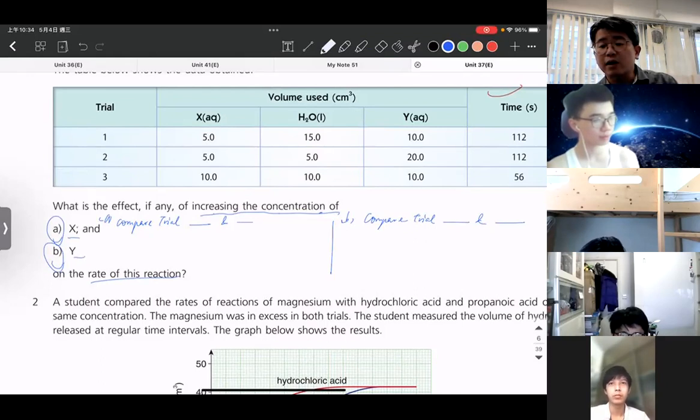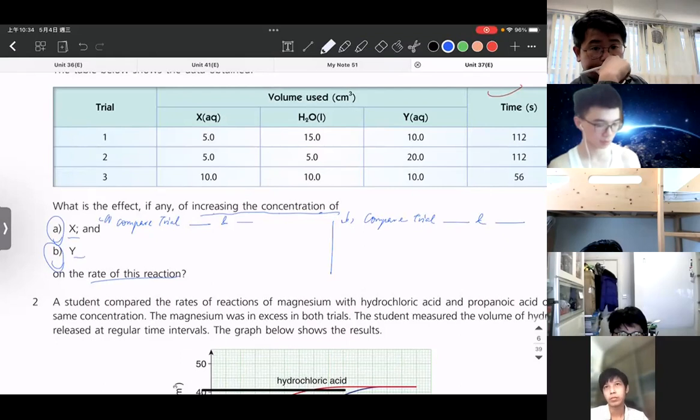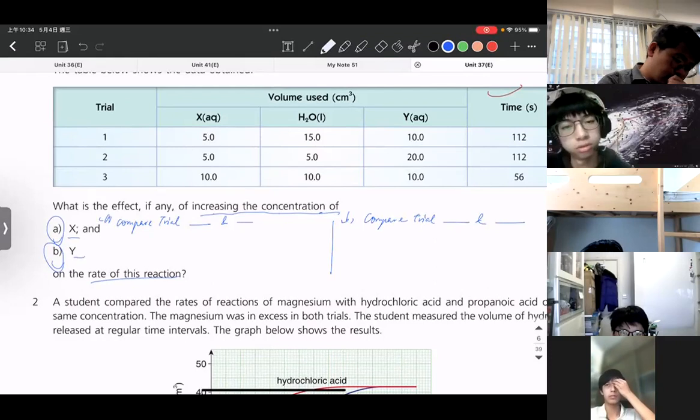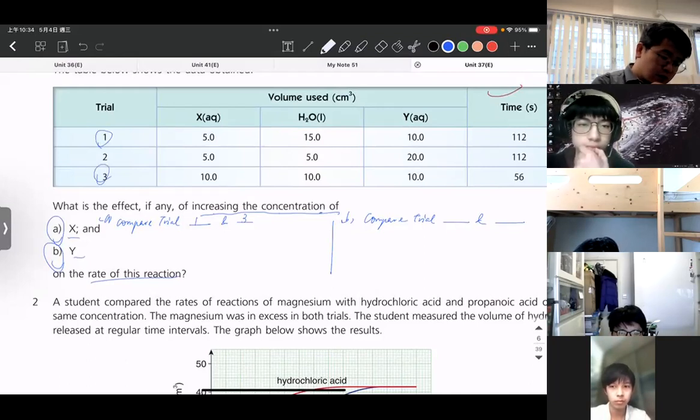So I would like to ask Deng Hou Yu. For A, what will you do to compare the two sets of experiment? What two sets? Trial 1 and 3. So what is the difference about that? You are changing the concentration of X. X only. Yes, X only.